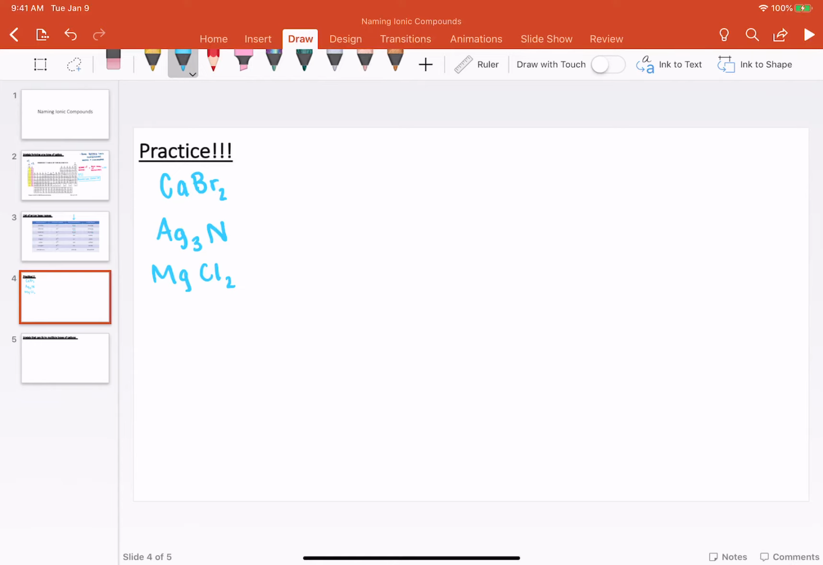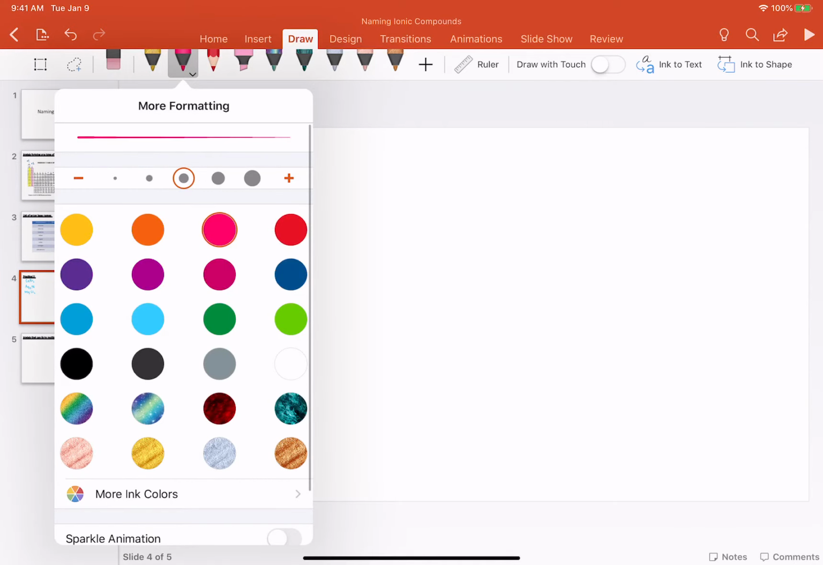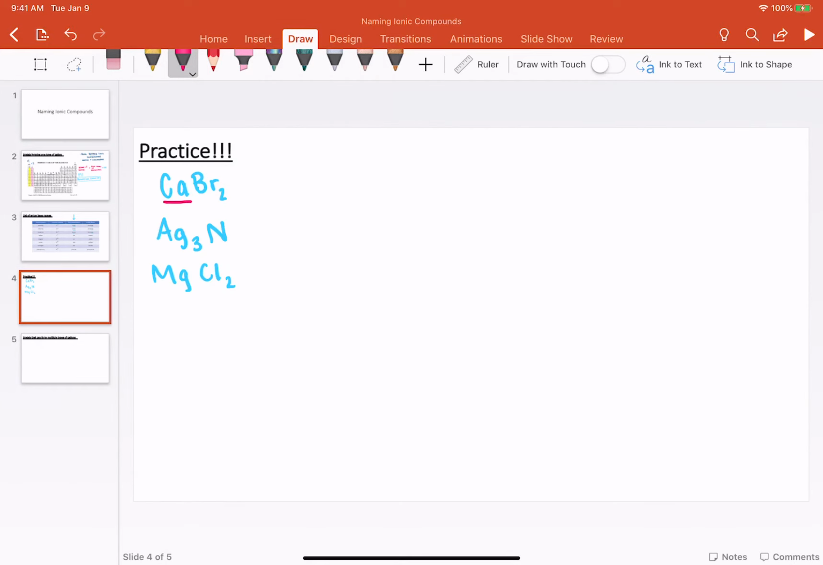Okay, so let's solve these problems now. We're going to start with the name of the metal. So Ca is calcium. Then our nonmetal is Br, that's bromine. The root of that is brome, and then we add ide.